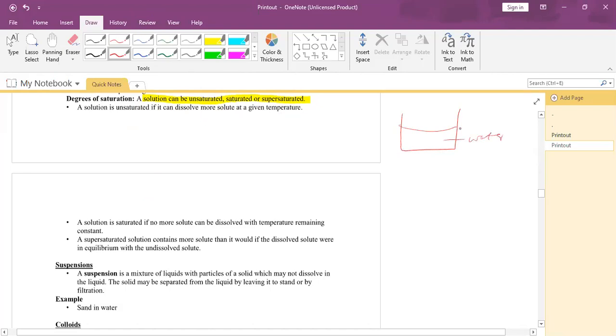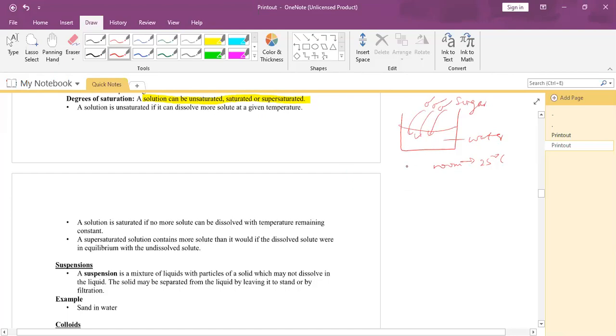And I put, let's say, sugar in the water. At the beginning, let's say 1 spoon, right? And we're talking about room temperature. Let's say room temperature, 25 degrees Celsius. If I add 1 spoon of sugar, it will dissolve at that temperature. Keep adding more. It will still be dissolving. Right? It's still going to dissolve.